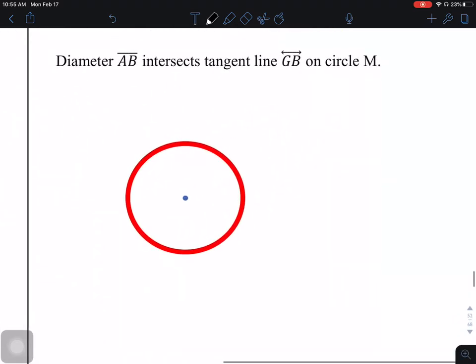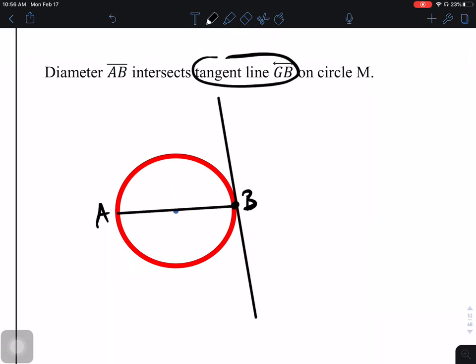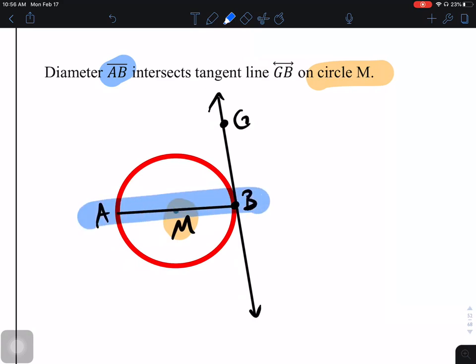Last one. Diameter segment AB. Diameter is a chord that goes through the center. It's named AB, so one endpoint's A and one is B. Intersects tangent line GB. Now B is on the circle, and the tangent line hits the circle once. So that must mean this tangent line hits so that B is the point of tangency. It says on circle M, so M's the center. Let's make sure we got this right. Circle M, got that. Diameter AB, we got that. Tangent line GB, we got that.